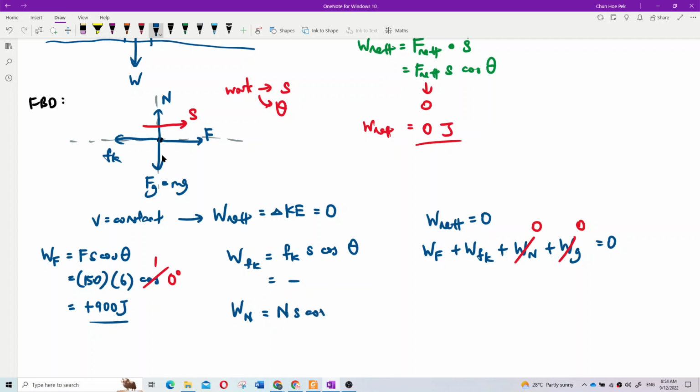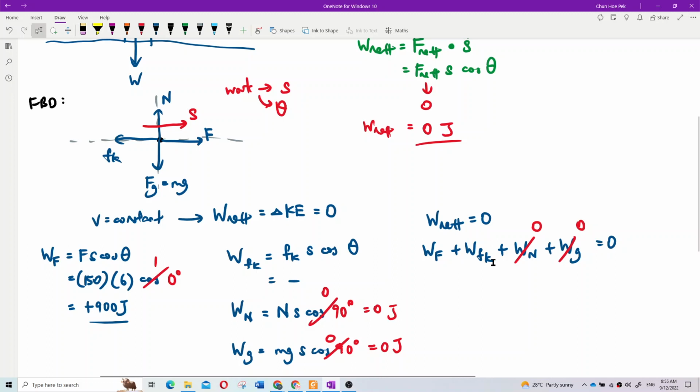Yes, because they are cos 90 degree. Correct or not? Cos 90 equals 0. This one is gravitational force, mg multiply s cosine 90 also. Cos 90 also, so they are 0. So it's only work done by force F and friction.